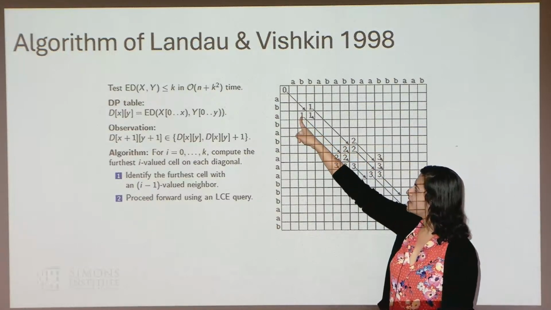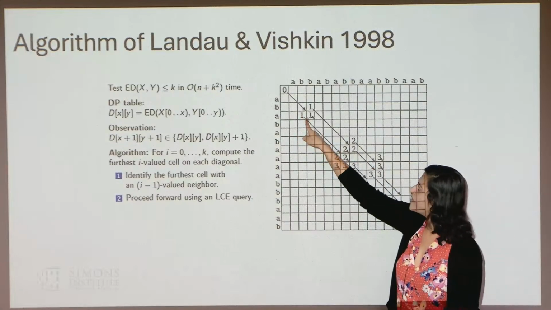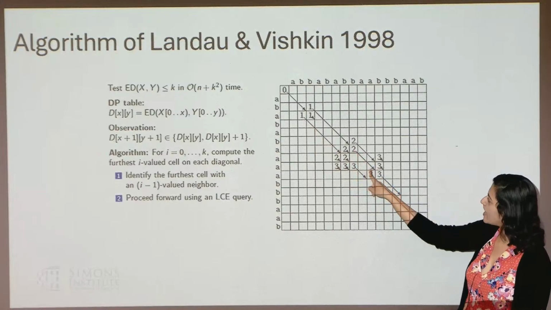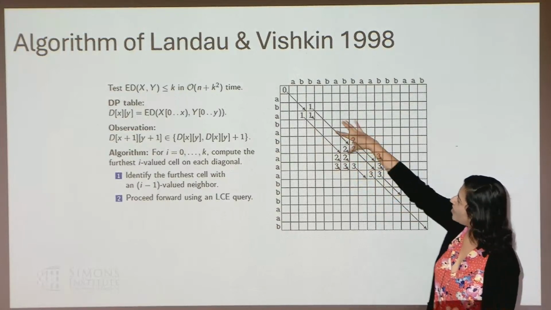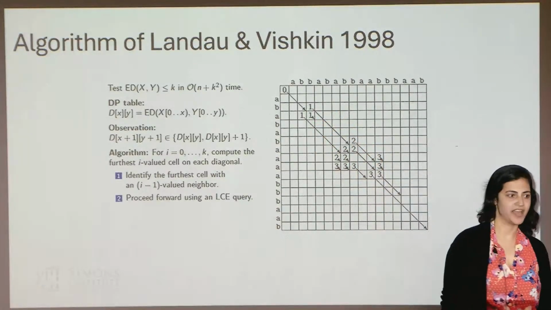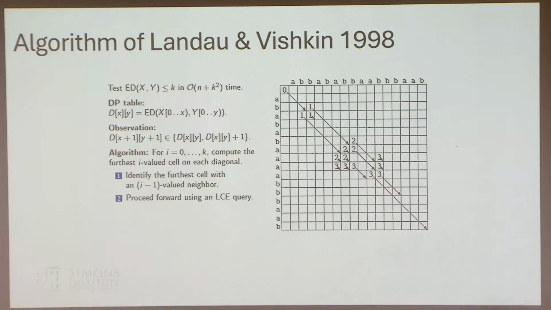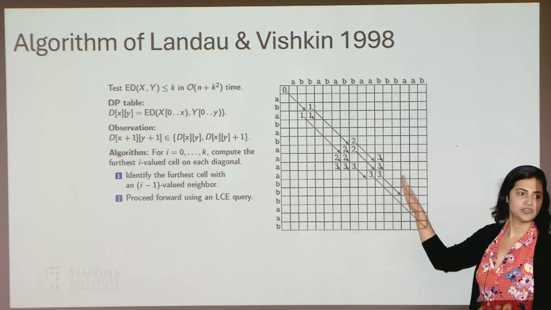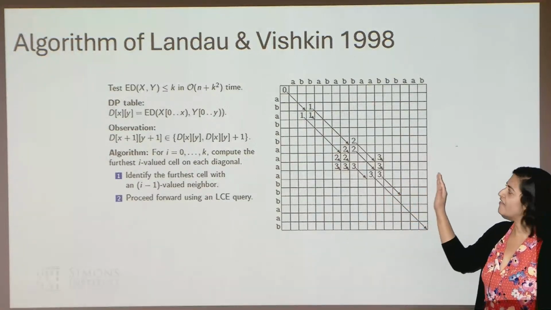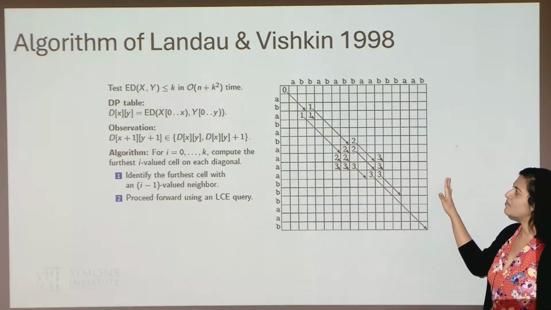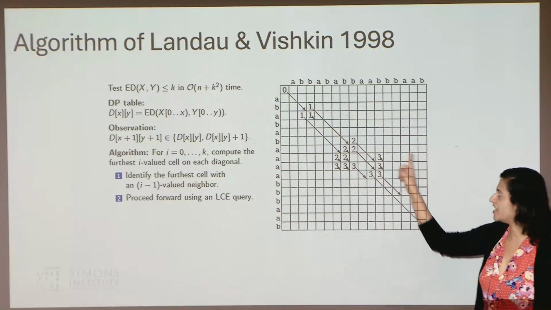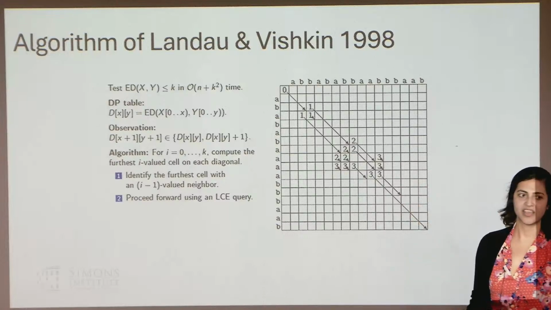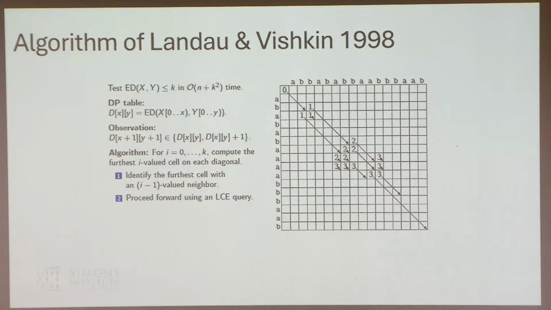Now here, when you see 1, you are trying to see how far you can go without any mismatch. Here you see a 2, and you are trying to find out how far you can go without any mismatch. These are called longest common extension queries, LCE queries in short. So how many LCE queries are you making? There are 2K plus 1 diagonals. In every diagonal, you are making at most K LCE queries, for each value of 0, 1 to K. So overall, you are making about 2K squared LCE queries.